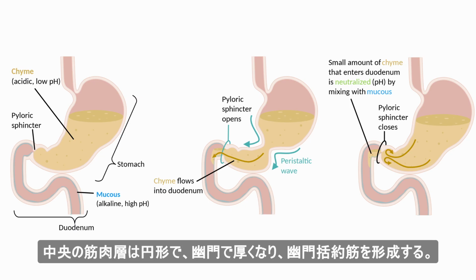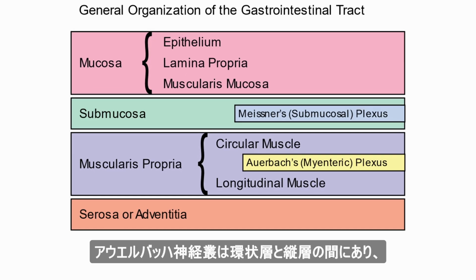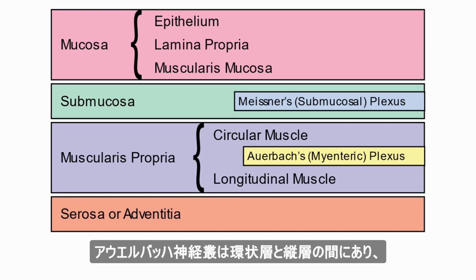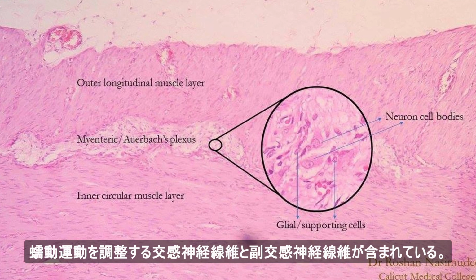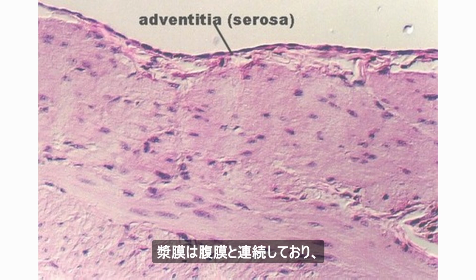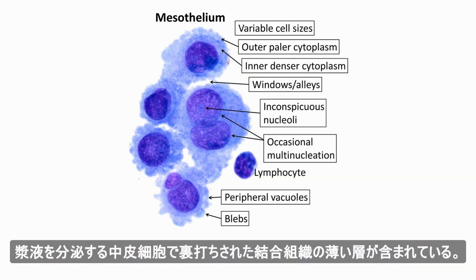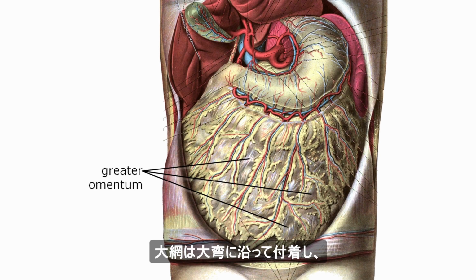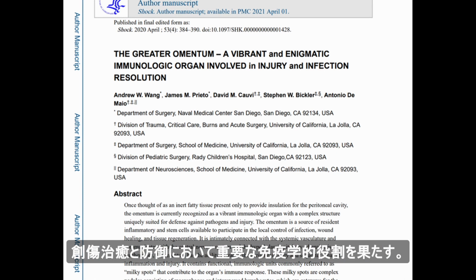The middle muscle layer is circular and thickens at the pylorus to form the pyloric sphincter. Auerbach's plexus lies between the circular and longitudinal layers and contains sympathetic and parasympathetic nerve fibers that coordinate peristalsis. The serosa is continuous with the peritoneum and contains a thin layer of connective tissue lined by mesothelial cells that secrete serous fluid. The greater omentum attaches along the greater curvature and plays a critical immunological role in wound healing and defense.